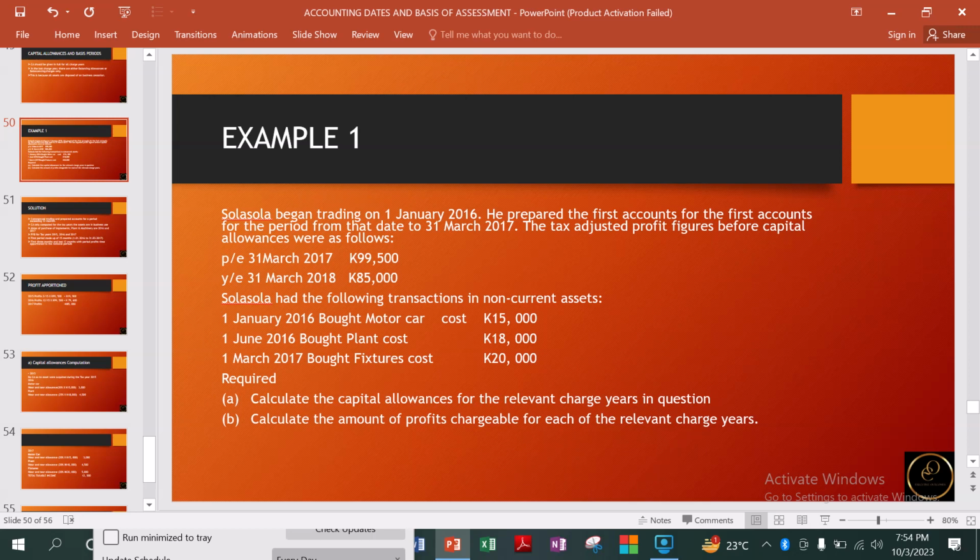This is what I'm going to look at in the next session. To end this one, I want you to start with a fresh mind so that you follow through. For now, I want you to concentrate on what we have covered in part 1 and part 2. Then in part 3, I'll deal with this example and conclude this topic on accounting dates and basis of assessment for tax purposes.